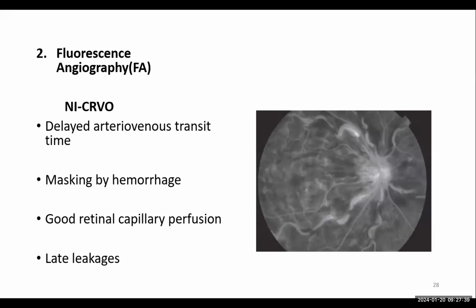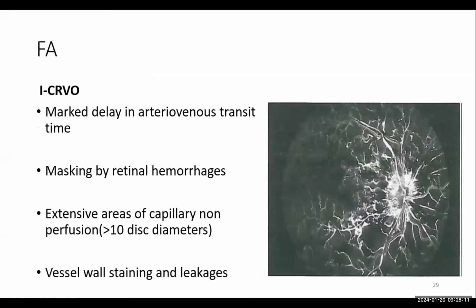Then fluorescein angiography is also important. You see a delay in the arteriovenous transit time, and you also see masking by hemorrhage. You see good retinal capillary perfusion in the non-ischemic type. So when you do fluorescein angiography, there's usually good capillary perfusion, and then there's also late leakage.